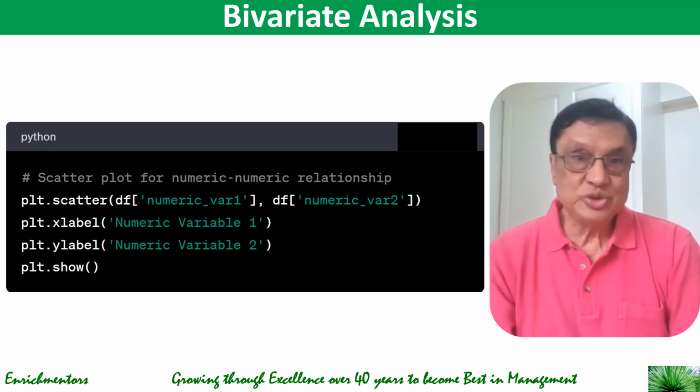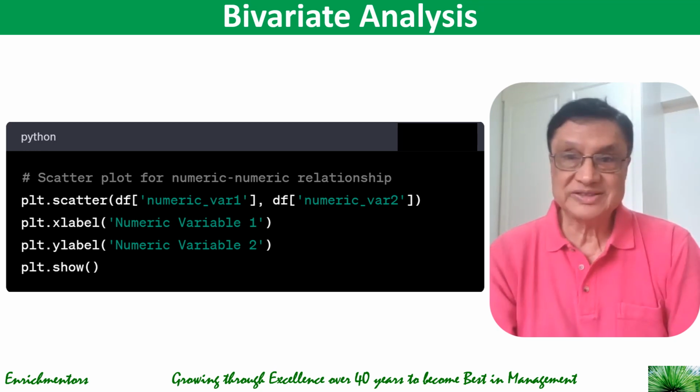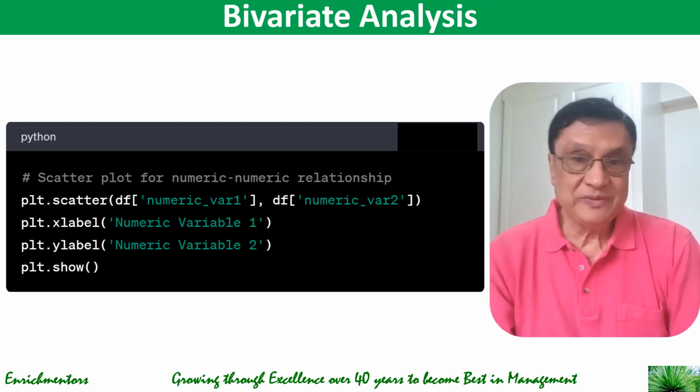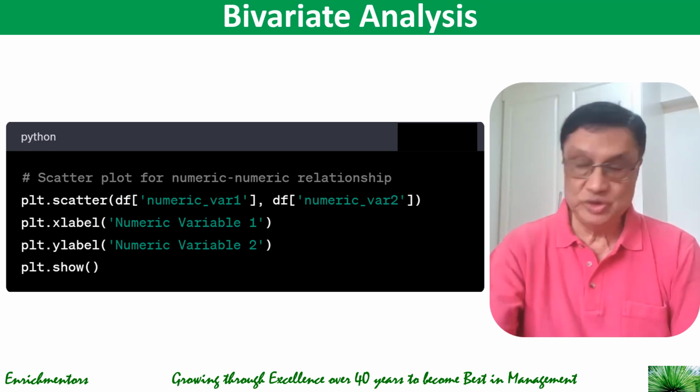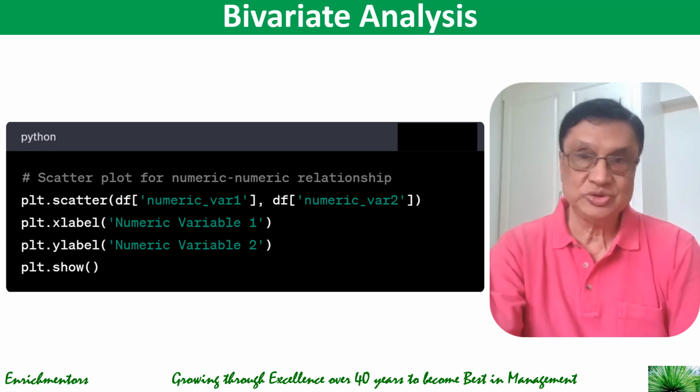And here you can use scatter plots for numeric relationships, and stacked bar plots or heat maps for categorical-numerical relationships. And here is an example for a numeric relationship in Python, code that you can use to do this bivariate analysis.